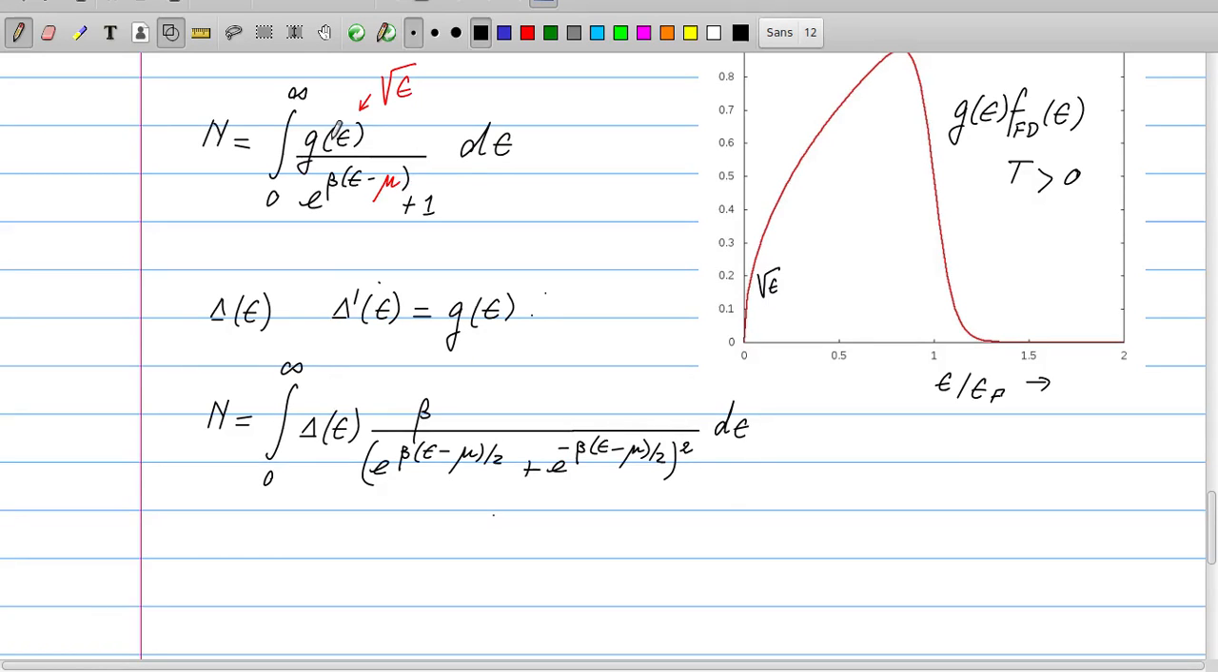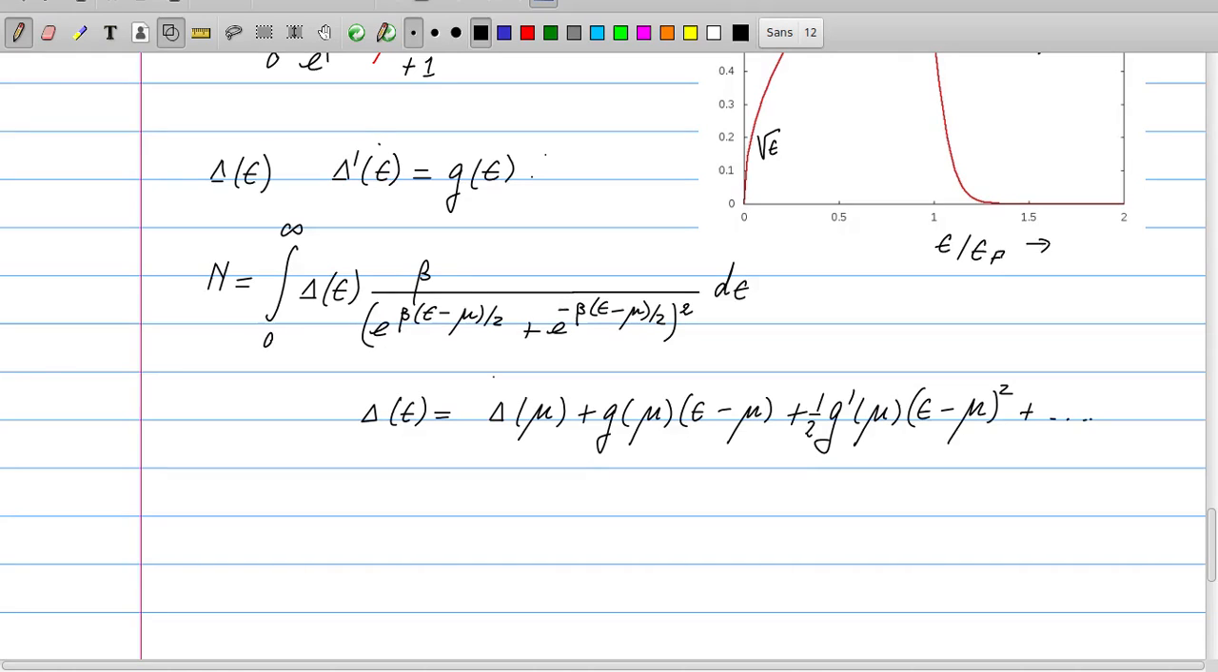So partial integration leads to the integral of this function here and the derivative of the Fermi function, which is this function that we see over here. Now we consider this function delta, which is taken here at the value epsilon, and Taylor expanded around the value mu. So we take delta mu, and this is the first Taylor expansion term, because the derivative of delta is g. So we take g at mu times the difference, epsilon minus mu, and this is the second order term, which contains the second derivative of delta, which is the first derivative of g.